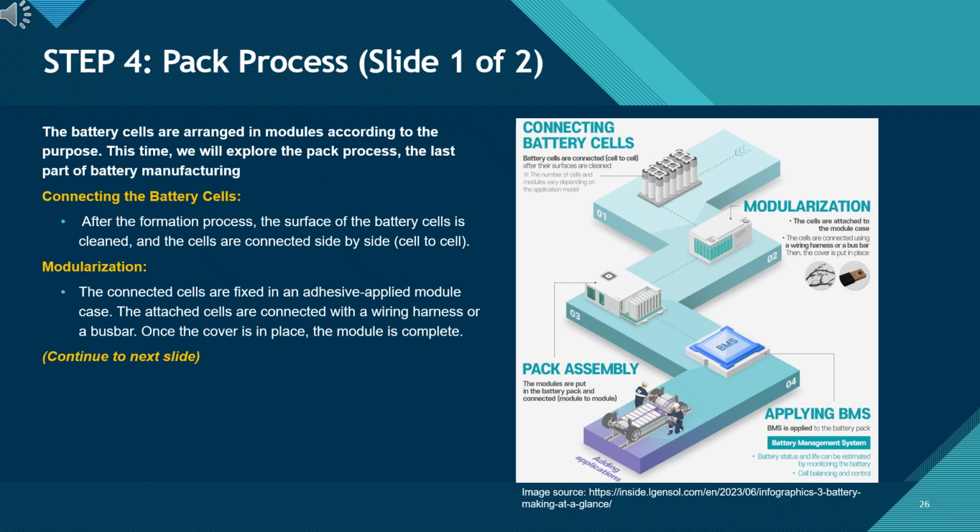On step 4, pack process slide 1 of 2, we move from individual cells to modules. After formation, the cell surfaces are cleaned, and the cells are connected cell to cell, usually in series and/or parallel, to reach the required voltage and capacity. These connected cells are then placed into a module case, fixed with adhesive, and linked by a wiring harness or bus bar so current can flow safely and evenly. Once the cover is installed, the module is structurally complete and ready for final pack assembly, which we will see on the next slide.